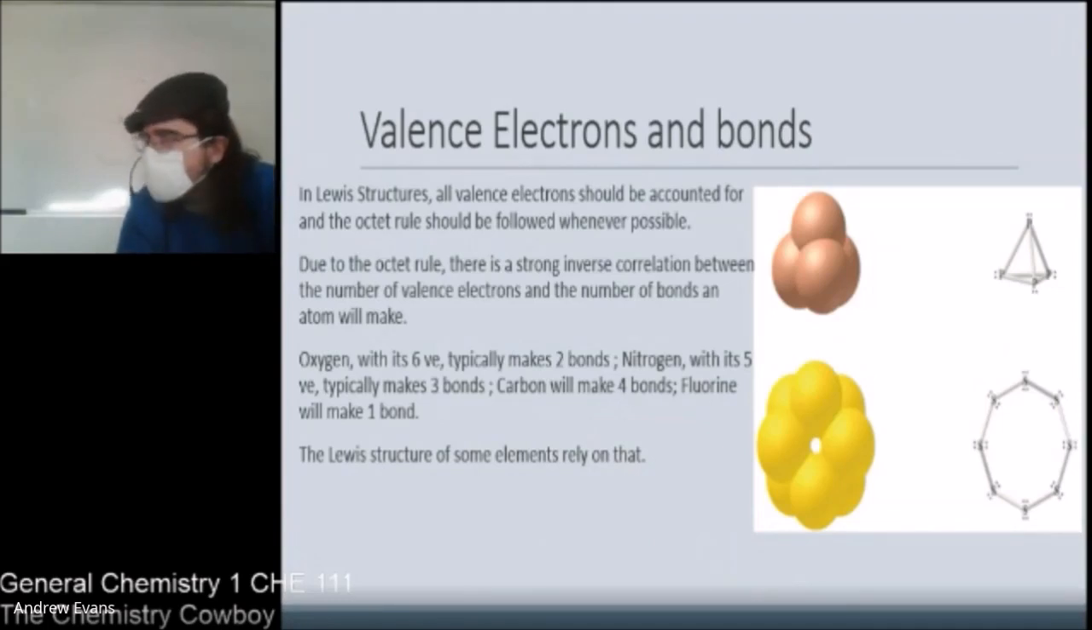What did we see in the last slide? 2 bonds. Nitrogen with 5 would want to make 3 bonds, that triple bond. Carbon with 4 needs 4, will make 4. Fluorine with 7 only needs to make 1 bond. Chlorine with 7 only needs to make 1 bond. Bromine, iodine with 7 only need to make 1 bond. This is the reason for our diatomic gases.